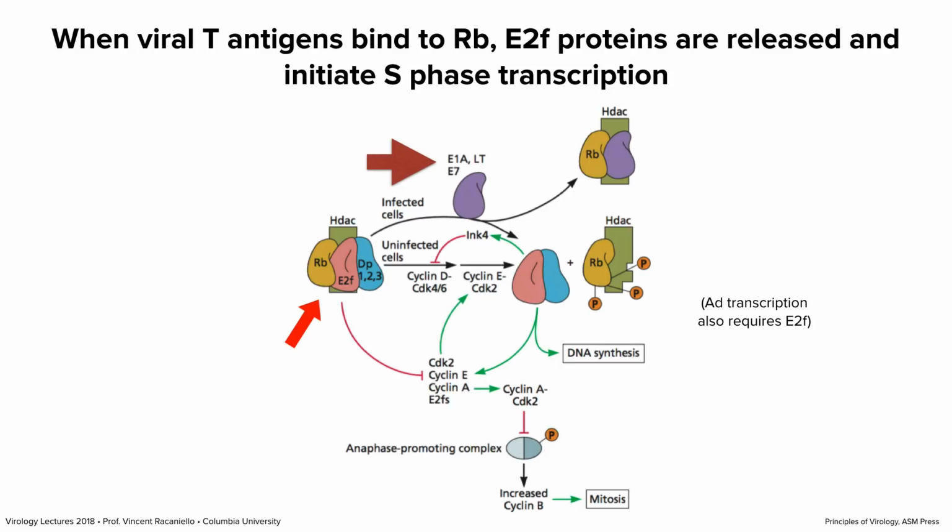Here's RB complexed again with E2F, silencing the genes that are needed for DNA synthesis and mitosis. The T antigens, shown as these purple blobs, large T, papillomavirus E7, adenovirus E1A, they all bind RB, and they pull the histone deacetylase away from promoters so they can be active. Those promoters control DNA synthesis and mitosis. So now we see the connection between T antigens and RB. They bind it, move it away from the promoters that are needed for mitosis.